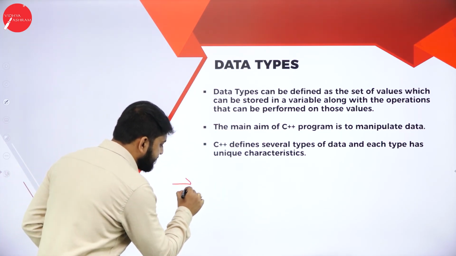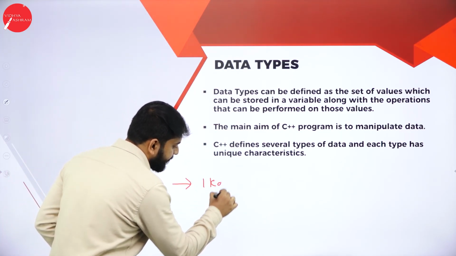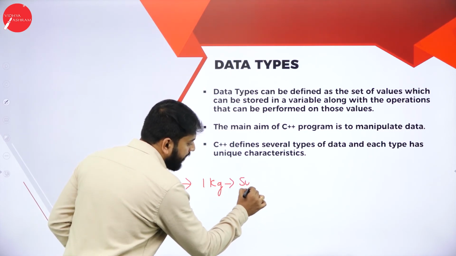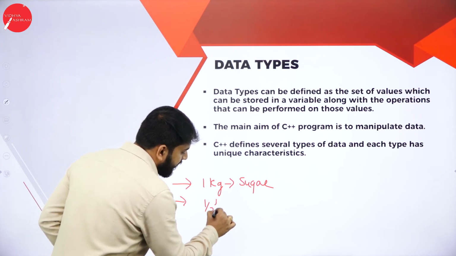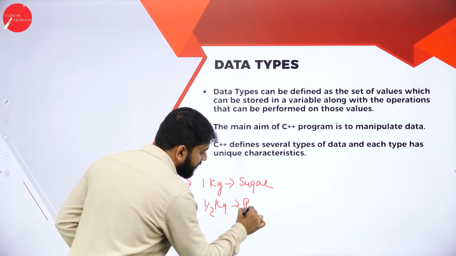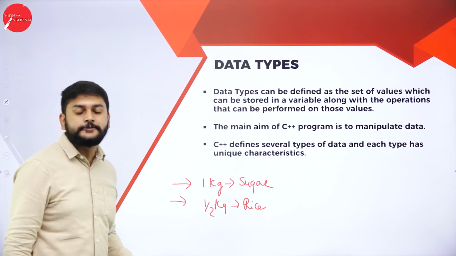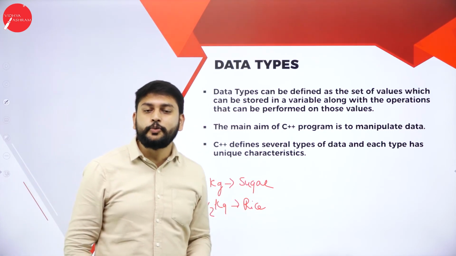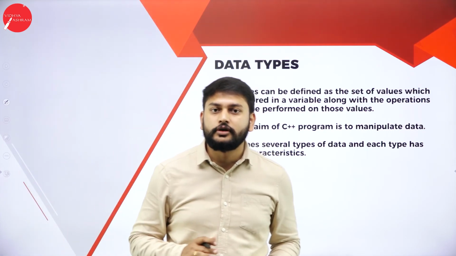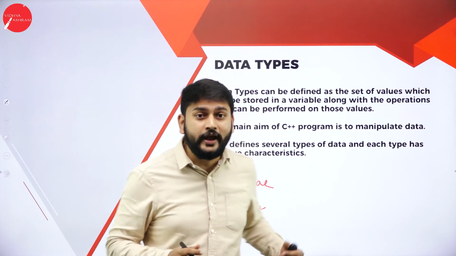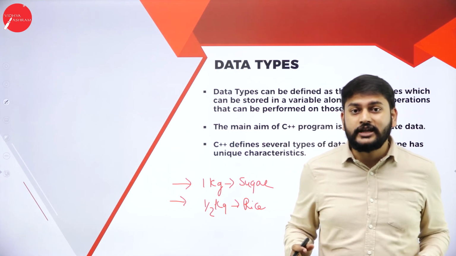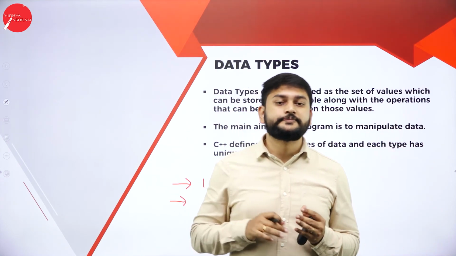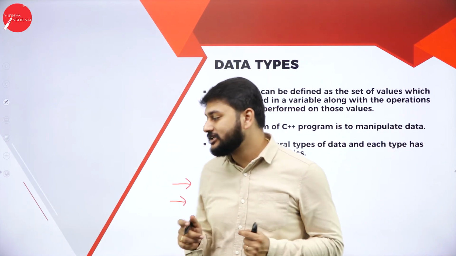First one is 1 kg sugar. Okay, what is the first one? 1 kg of sugar. Second one is half kg rice. So guys, these 2 things I want to buy in the provision store. I'll go to the provision store and buy these 2 things. Very interesting thing that you need to understand and imagine what happens.